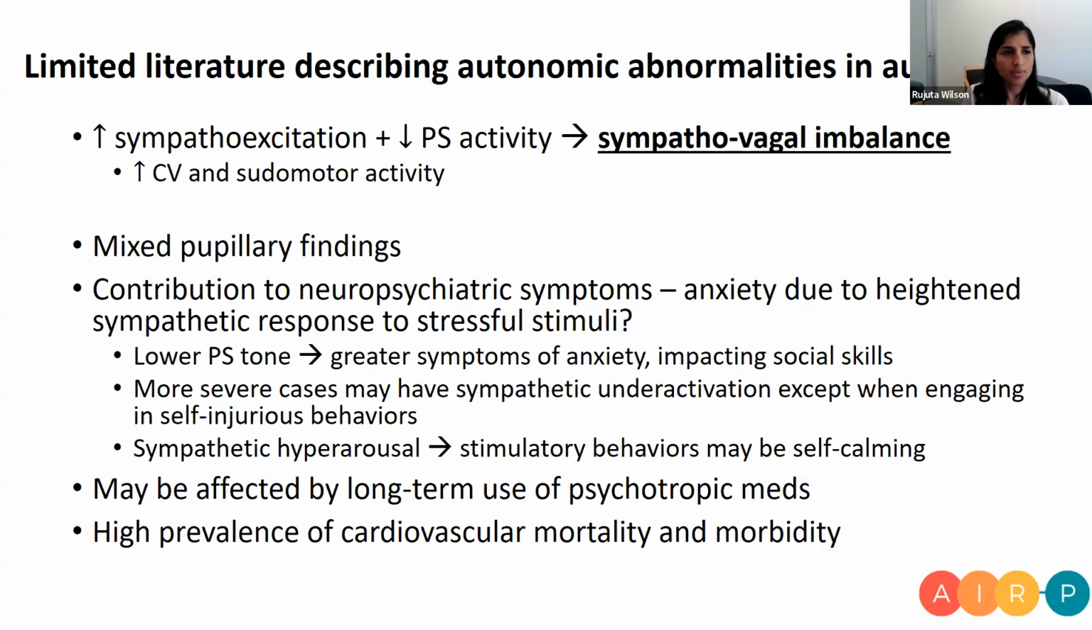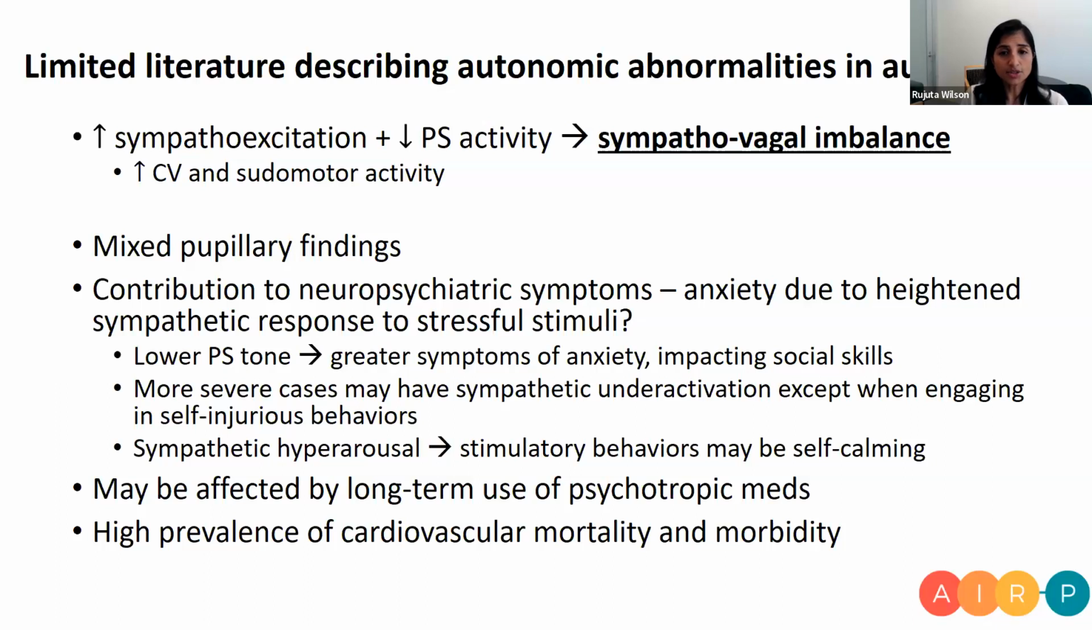So one thought could be perhaps there's an increase in sympathoexcitation and a decrease in parasympathetic activity, leading to sort of a sympathetic vagal imbalance, leading to more of higher cardiovascular activity. There have been some mixed findings in terms of pupillary response in this sort of sympathetic parasympathetic excitation. Some of her hypotheses may be hinged around maybe a contribution to some of the neuropsychiatric symptoms or co-occurring conditions we see in autistic individuals.